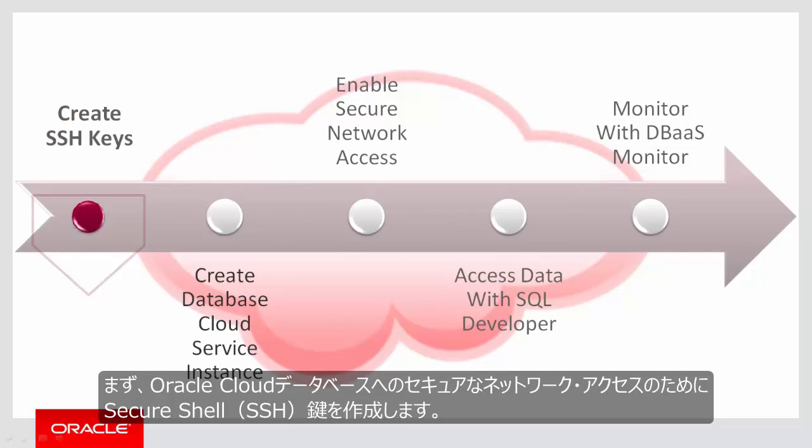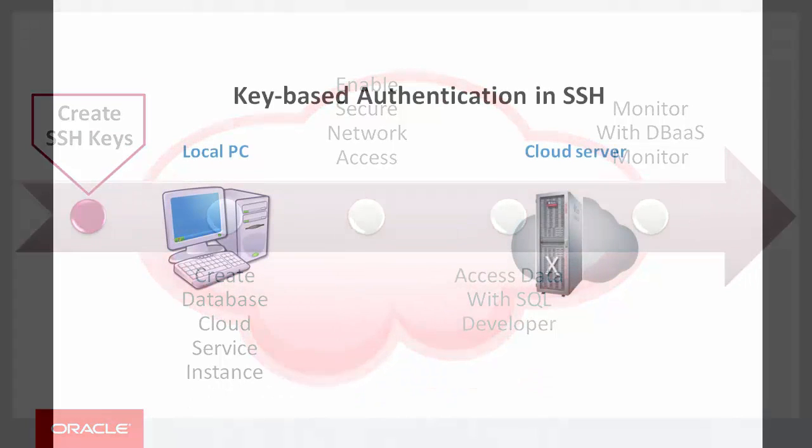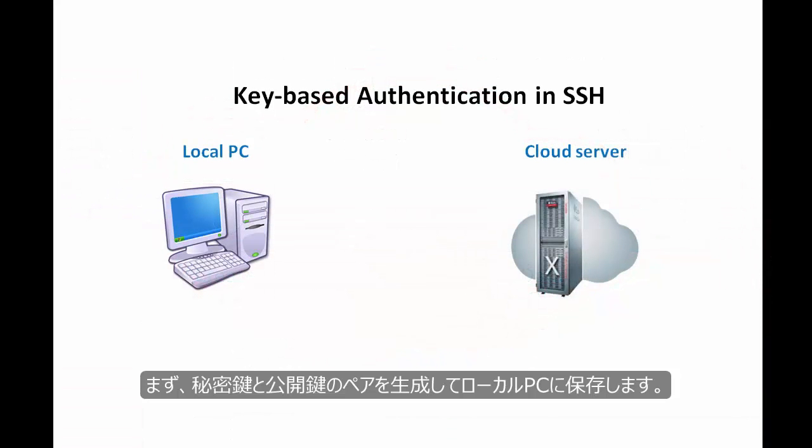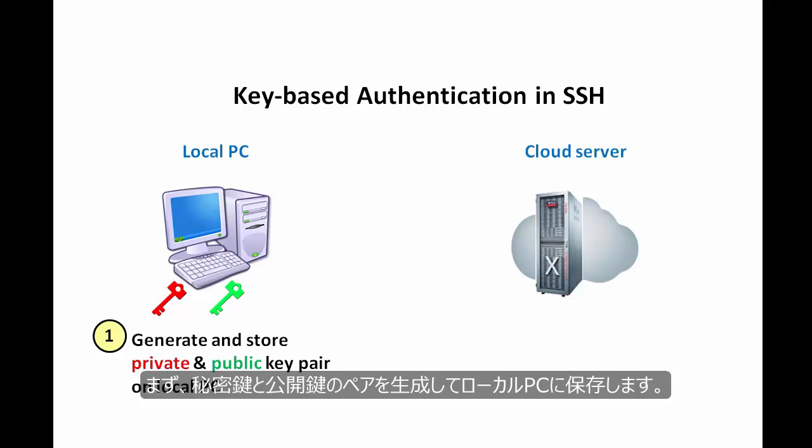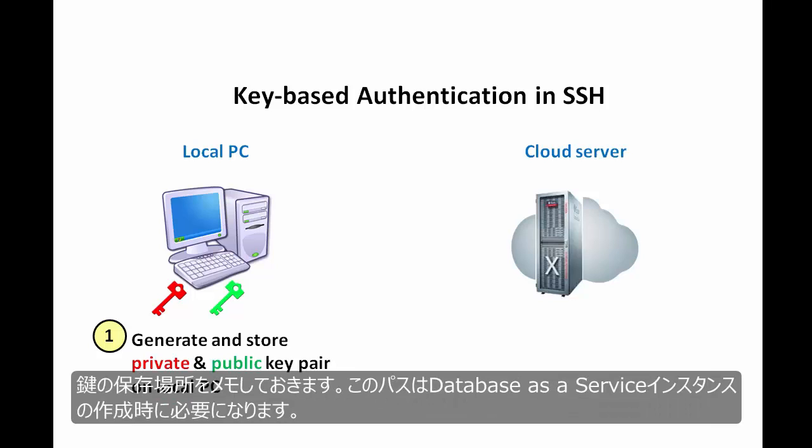First, I'll create my Secure Shell SSH keys for secure network access to my Oracle Cloud databases. You generate and store a private and public key pair on your local PC using a tool such as the PuTTYgen key generator. Make a note of where you store the keys, as you will need this path when you create your Database as a Service instance.